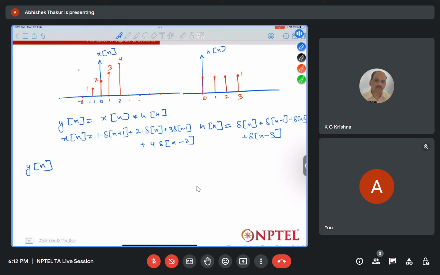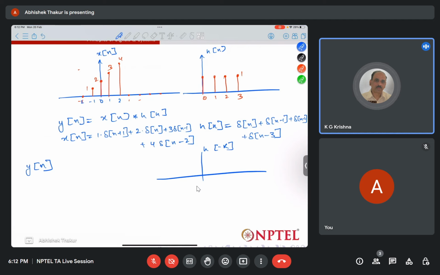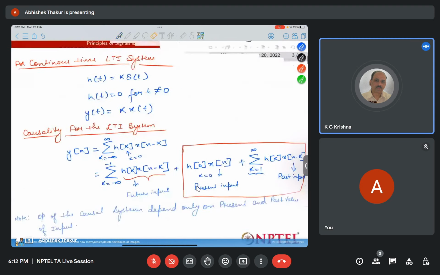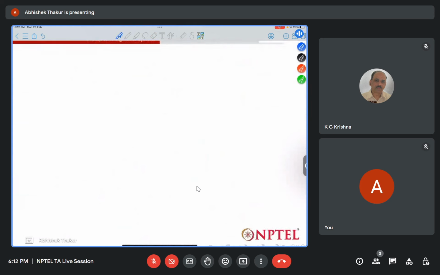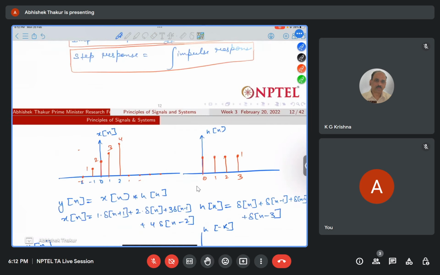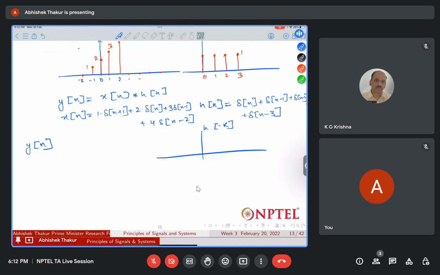Or we can do it in this method also, like we can write it as h of minus k. Let's suppose we are transferring into h of minus k. It means when doing the graphical form, a graphical form only we will do now. Let's not do it with this, because this will directly use the property of impulse. So we'll do it graphically only. This method we can calculate using that convolution.